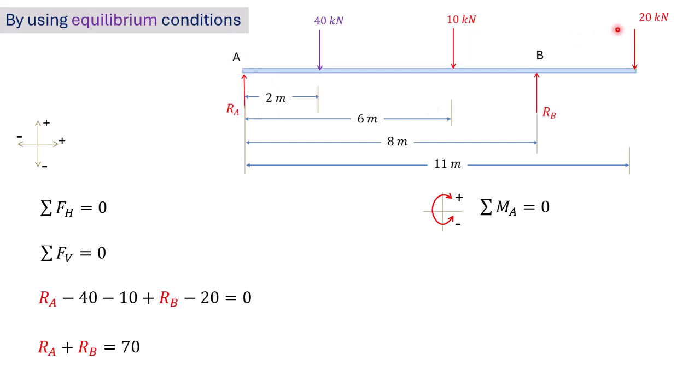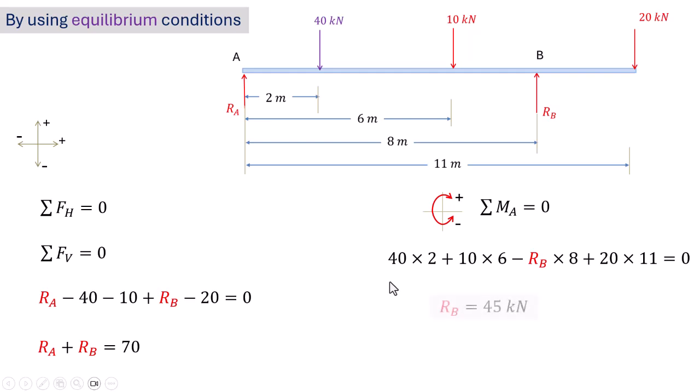Then the last one, the 20 kN force acting downwards at a distance of 11 meters from point A, produces a clockwise moment about point A. And we write this relation with proper sign convention. After solving all the steps, we get these final answers, and this completes the problem.